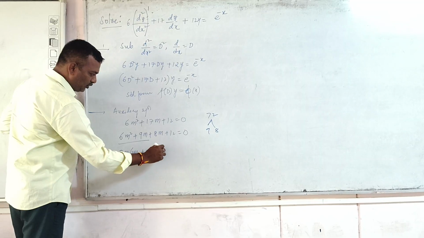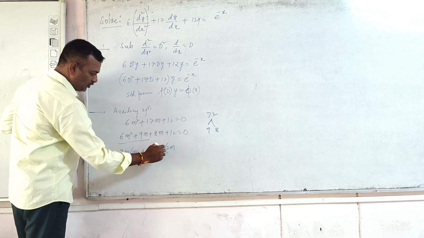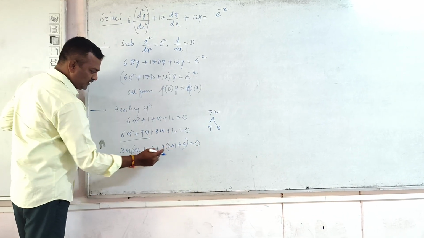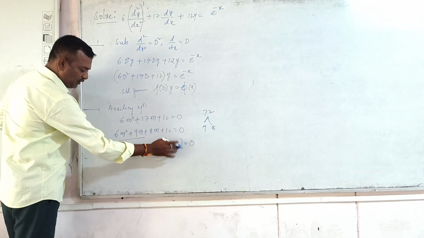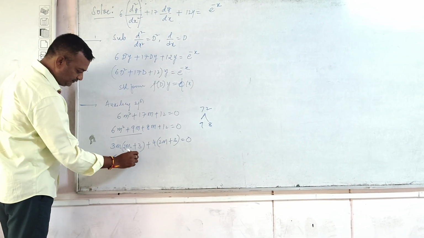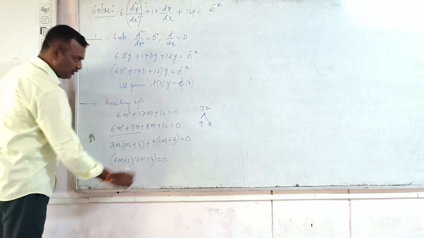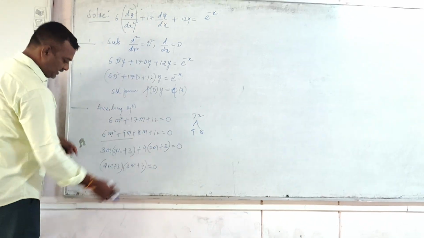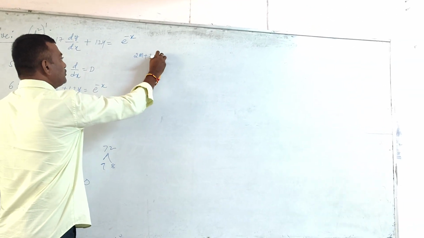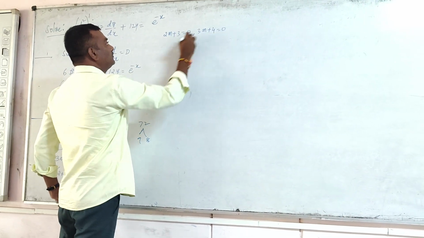Plus here also, what do you take common? 4. 4 take common. 4 twos are 8m plus 4 threes are 12, right? So therefore 2m plus 3, 2m plus 3 are the factors. Take 2m plus 3 common. What will you get? Here you get 3m plus 4 is equal to 0. Okay. So take each factor equal to 0. 2m plus 3 equal to 0. 3m plus 4 is equal to 0.